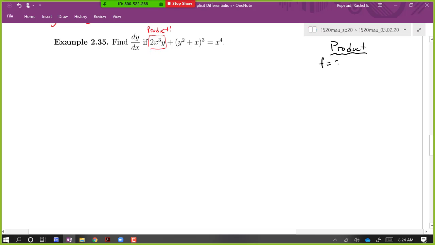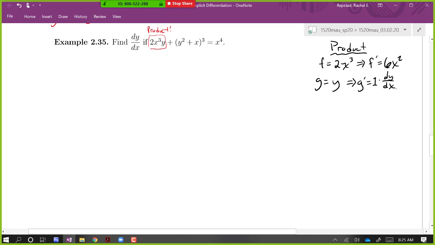Our f function is 2x cubed. Applying the power rule gives us 6x squared. Our g function is just y. What is g prime? 1. And what variable are we respecting? X. So what do we have to multiply by? dy dx.